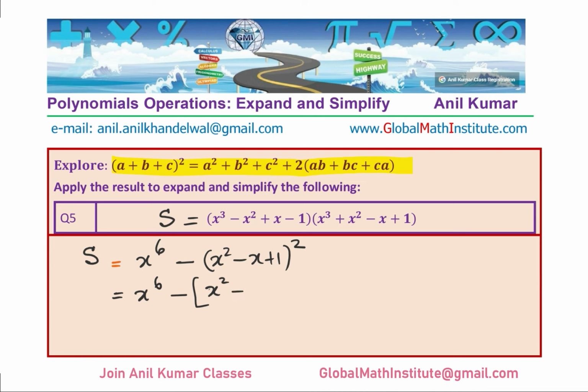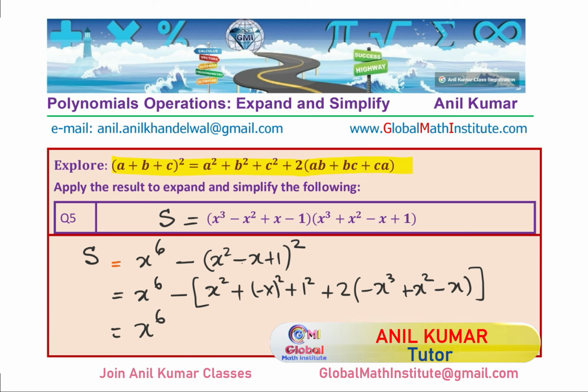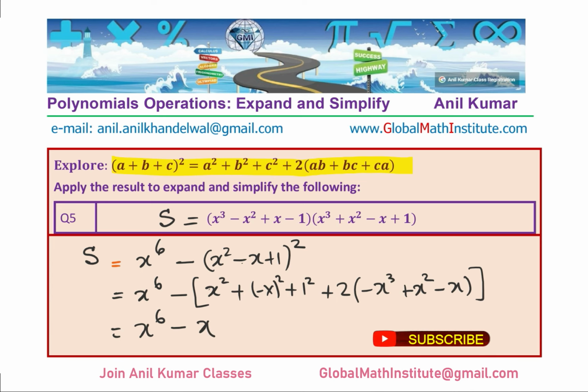x squared plus minus x whole square plus 1 square, plus twice the product of each combination. So first is minus x cubed, and then with plus x squared, and then the other 2 minus x. Do you see how easy it became? So that is how we are going to learn these strategies. You can now open this bracket and write these terms individually.